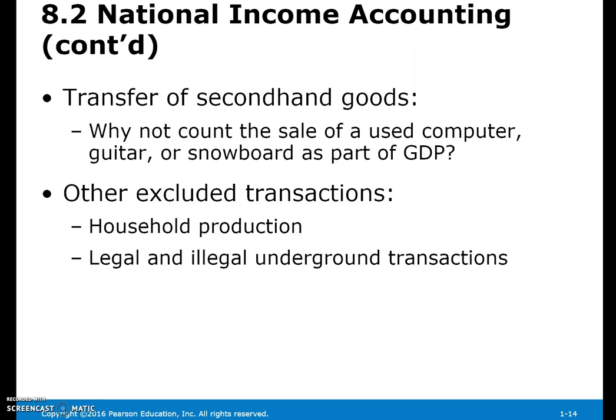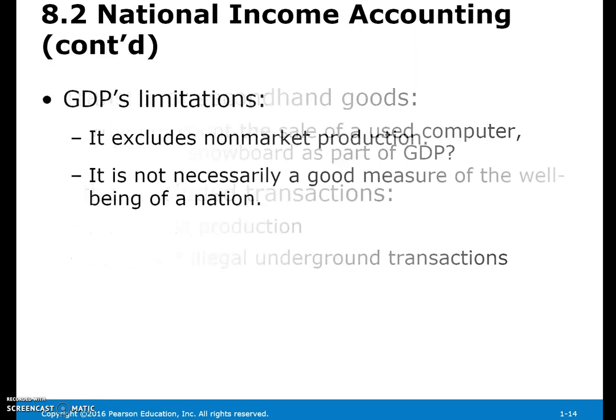And transfers of second-hand goods don't really count as part of GDP, right? So we don't count, like if you sell an old computer, or maybe you have a snowboard you haven't been using for a while and you sell it. It's not going to count as a part of GDP because it's not a final good. It's reused, right? And there are also other excluded transactions like household production or legal and illegal underground transactions.